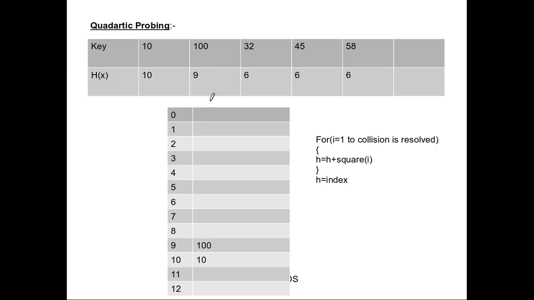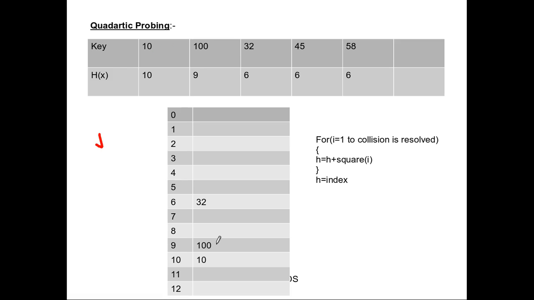Next, we have the concept of quadratic probing. Here we try to resolve the collision in a different way. Same thing, the size of your table is 13 and we use the division method. So 10 modulo 13 is 10, so 10 gets stored at index 10. 100 modulo 13 is 9, so 100 gets stored here.